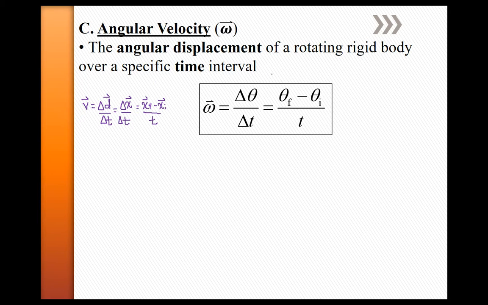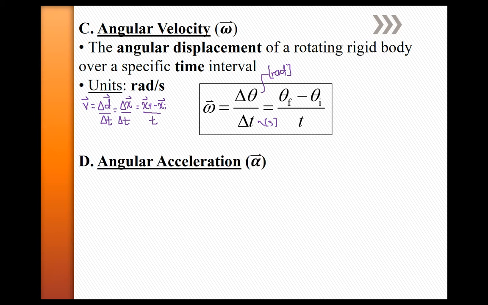So instead of v, we have omega. Instead of delta x, we have delta theta. And then delta t is the same. It's still the same equation in terms of its format. It's just we're talking about rotational motion as opposed to linear motion. The units for angular velocity would be in radians per second, which you can see by the equation, because delta theta we want to express in units of radians, and time would be expressed in units of seconds. Therefore, you'd have radians per second for your units for omega.